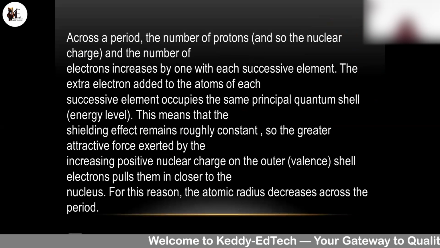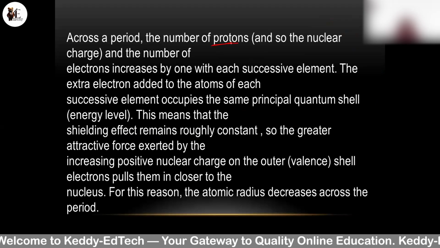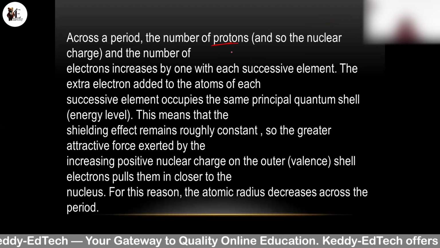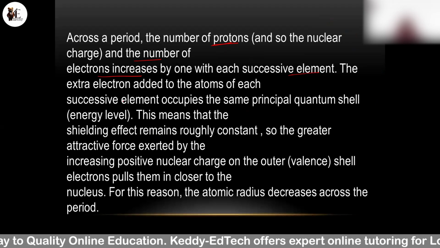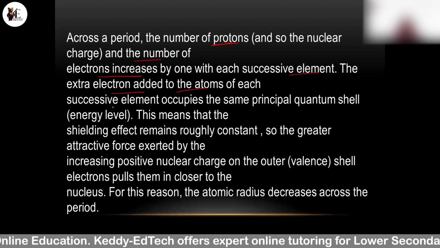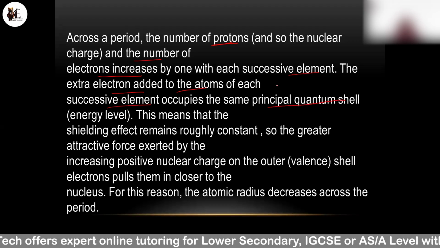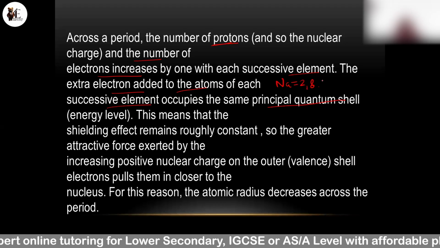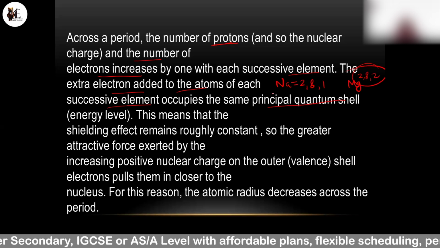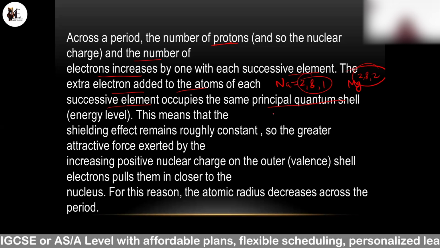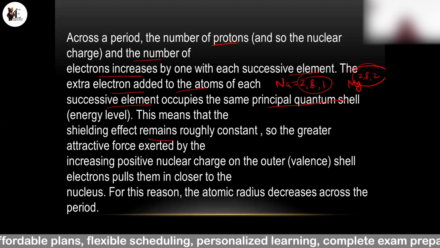Across the period, atomic number increases, the number of protons increases, so the nuclear charge increases. The number of electrons increases by 1 with each successive element. The extra electron occupies the same principal quantum shell. For example, sodium is 2,8,1 and magnesium is 2,8,2. Both involve 3 shells, so the principal quantum shell energy level is the same. So the shielding effect remains roughly constant.